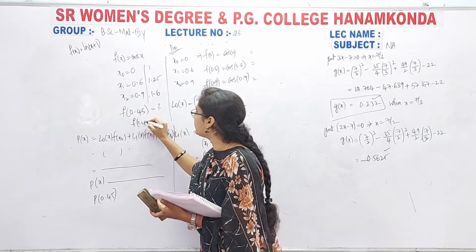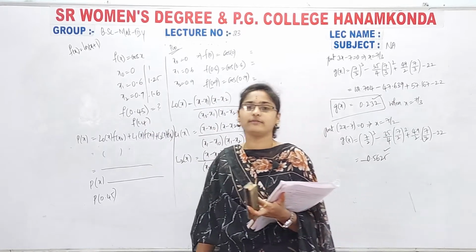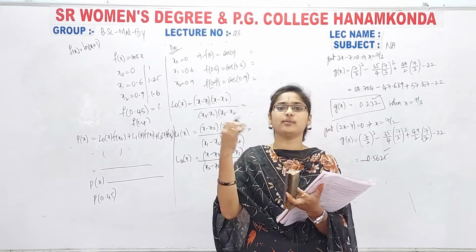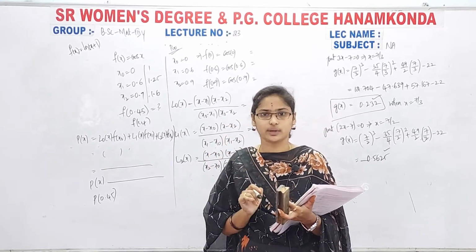Here they are asking that directly after getting the polynomial equation you have to substitute x is equal to 1.4. Here they say at most 1 and at most 2, but in the exam they will ask only one of them.